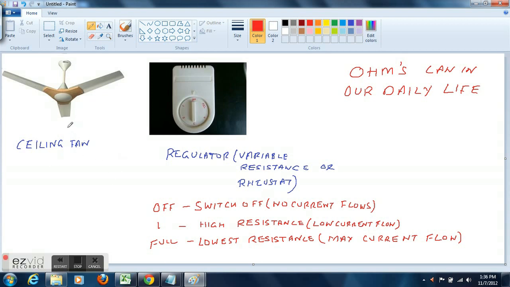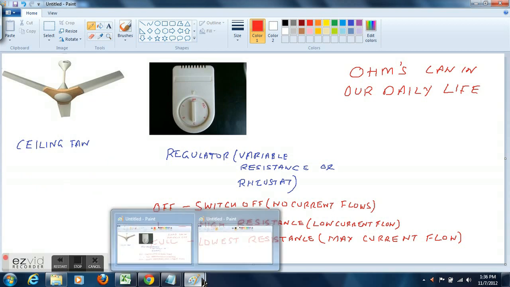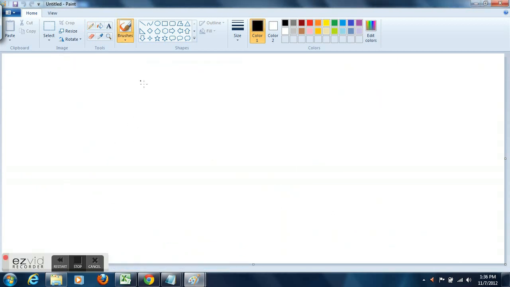Everybody uses a ceiling fan. I have pasted a picture of a ceiling fan, looks nice. And when you use a ceiling fan, you always use a regulator, because through this regulator only you control the speed of a ceiling fan.